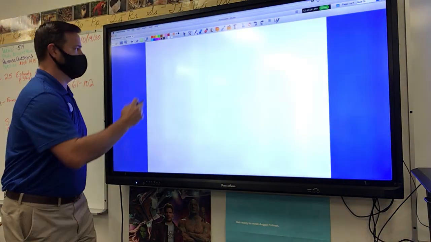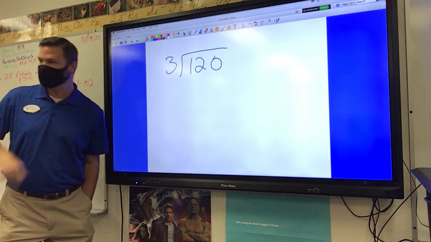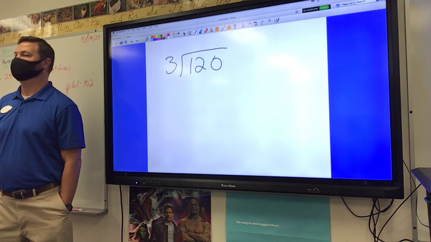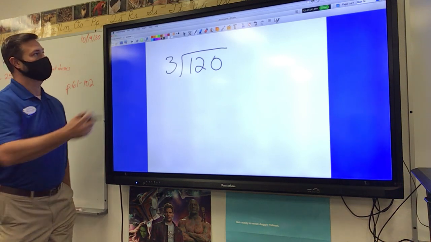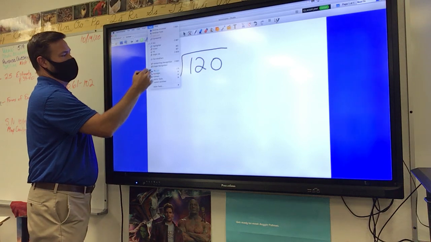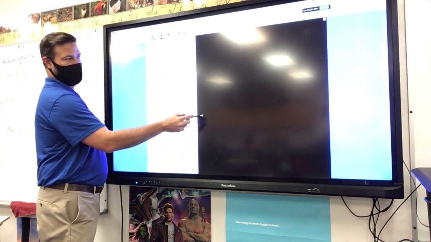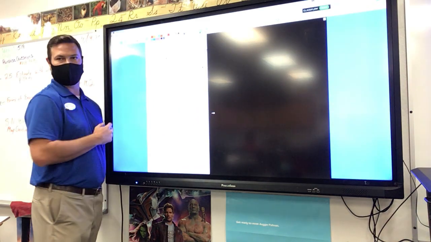If I were to divide this, just like we've been doing, what would you do first? All right, get my revealer and figure out where I start, right? Is 3 less than 1, or will 3 go into 1? No. Will it go into 12?